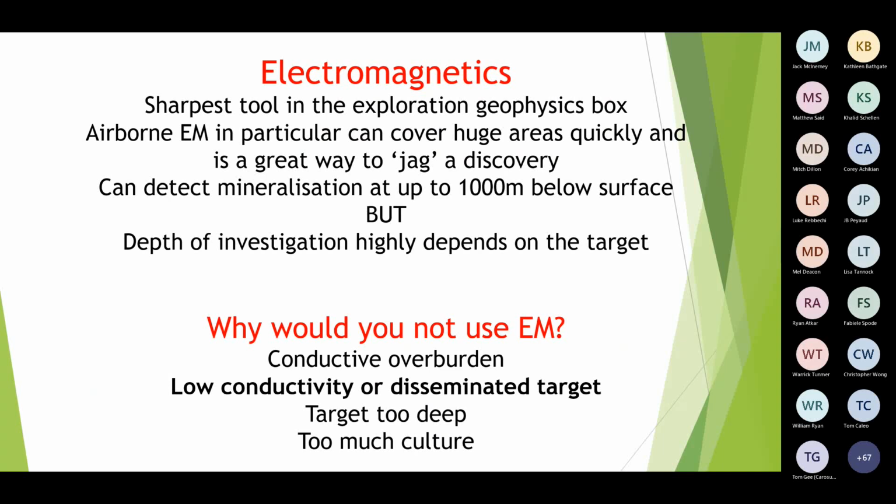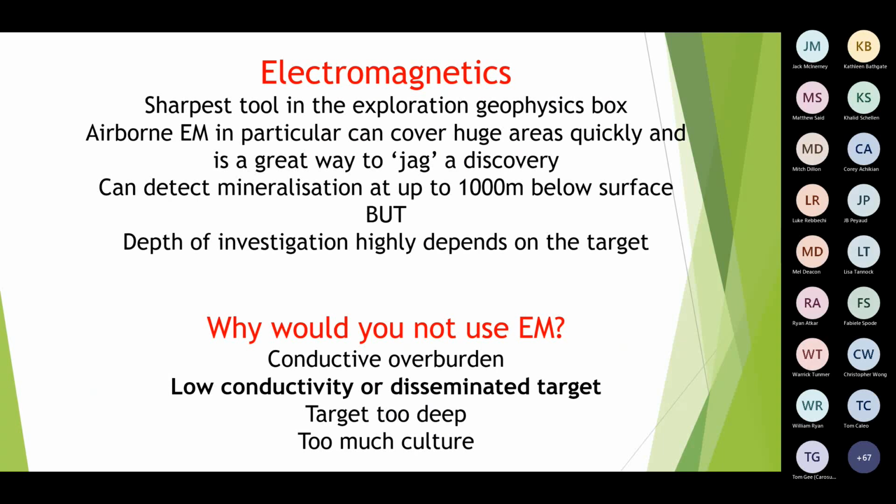Lovely thing is we can do it airborne because we don't need any form of electrical contact with the ground. So we can cover huge areas quickly and jag something. It can be used up to 1,000 metres below surface to detect something that deep below surface, but something at 1,000 metres below surface has to be enormous to be detectable with EM. The size has to be roughly proportional to your depth to have any chance of being able to see it. And for downhole EM, I've seen conductors up to 400 metres off hole, but generally the range of investigation is 100 to 200 metres, depending on how big your target is.